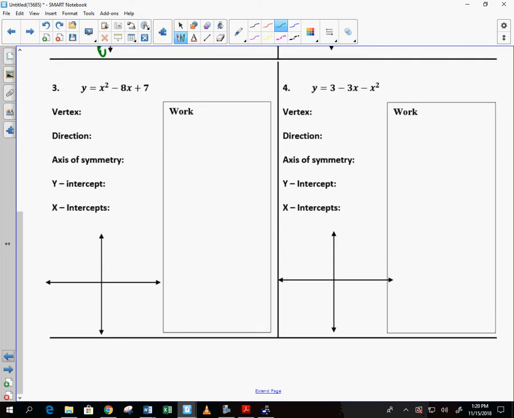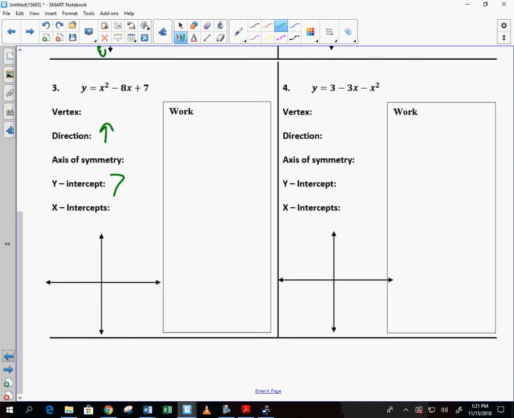I'd like to move to example number 3. What are the easiest ones to determine from here? What are the easiest ones? What's the direction? What's the y-intercept? That was pretty easy, right? The vertex is actually one of the more difficult ones.